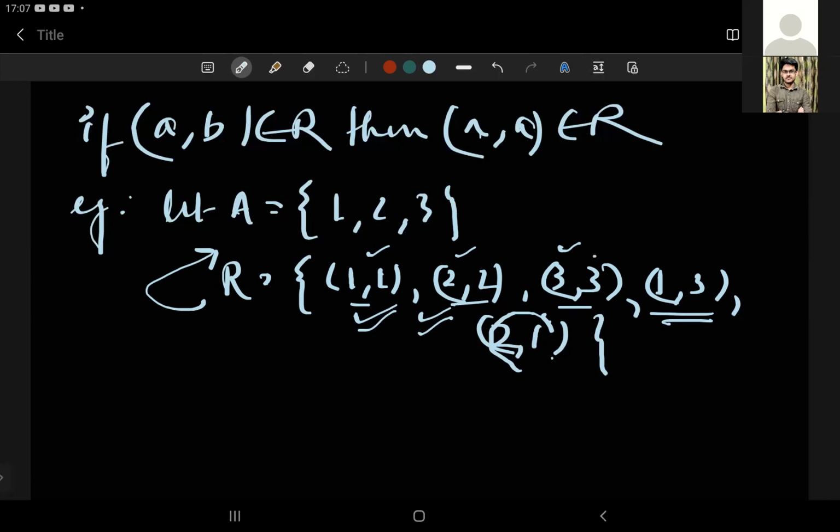Even if I remove 3 comma 3 out of here, and even if I remove 3 out of A obviously, then is it a reflexive relation on A? So sir, the existence of 3 comma 3 does not matter here in this case. Obviously, it does not matter.